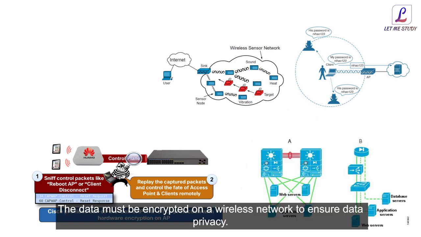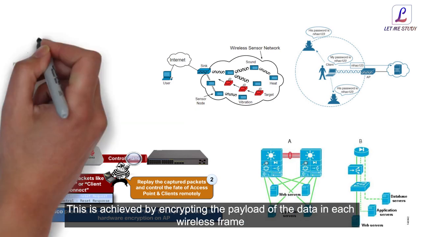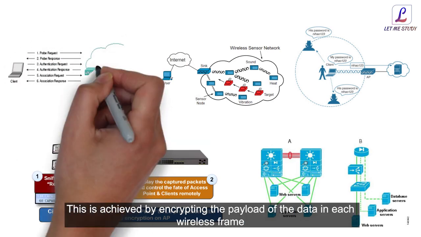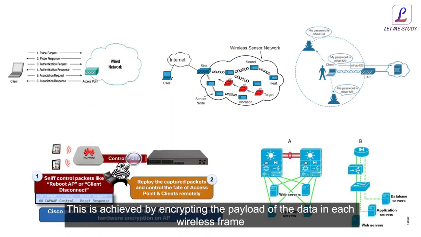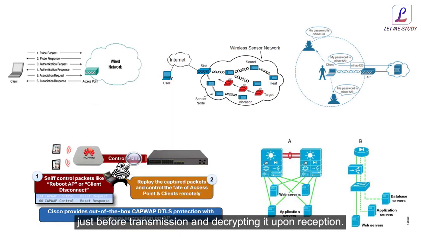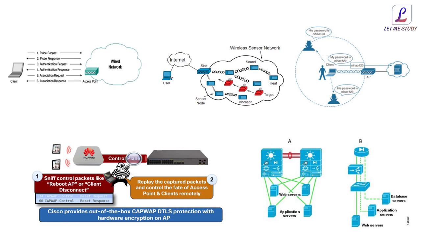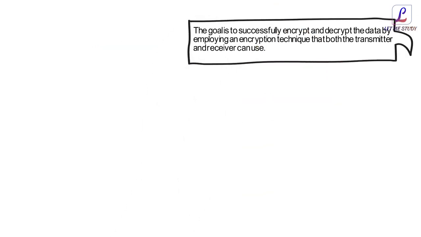The data must be encrypted on a wireless network to ensure data privacy. This is achieved by encrypting the payload of the data in each wireless frame just before transmission and decrypting it upon reception. The goal is to successfully encrypt and decrypt the data by employing an encryption technique that both the transmitter and receiver can use.